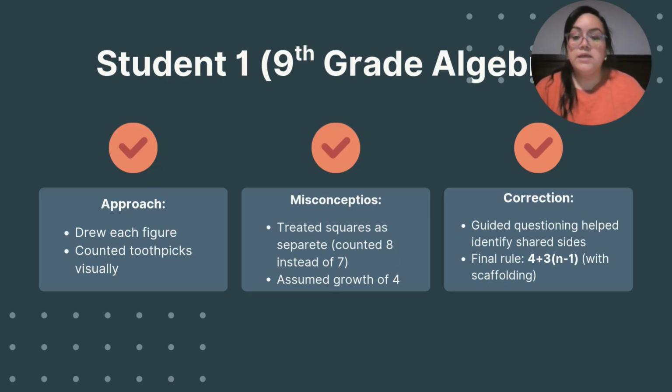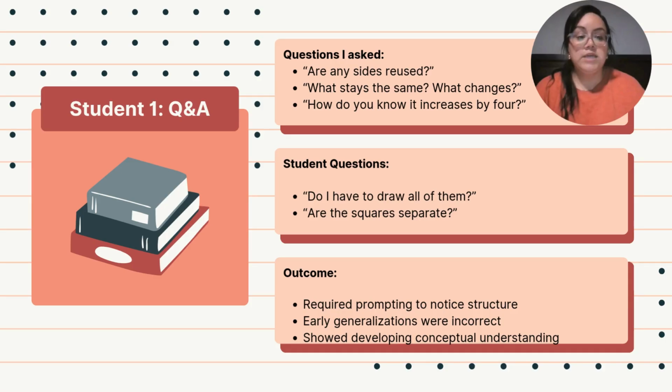Now, let's talk about the findings. Student 1 findings: my ninth grade student relied heavily on visuals. They drew every figure and initially counted incorrectly because they did not identify shared sides. Through a lot of guided questioning, they were able to adjust their count, understand the pattern's growth, and develop a rule with support. This student demonstrated emerging conceptual understanding but needed prompting to generalize.